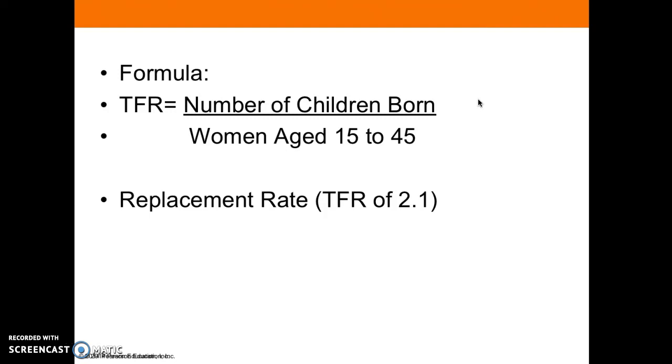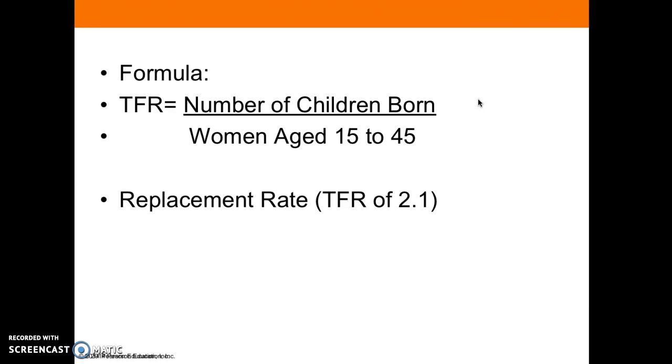Your book has a formula for you. The formula to calculate total fertility rate is the number of children born divided by the women who are aged 15 to 25. And we also need to talk about what replacement fertility rate is. So the replacement rate in most places is about 2.1.